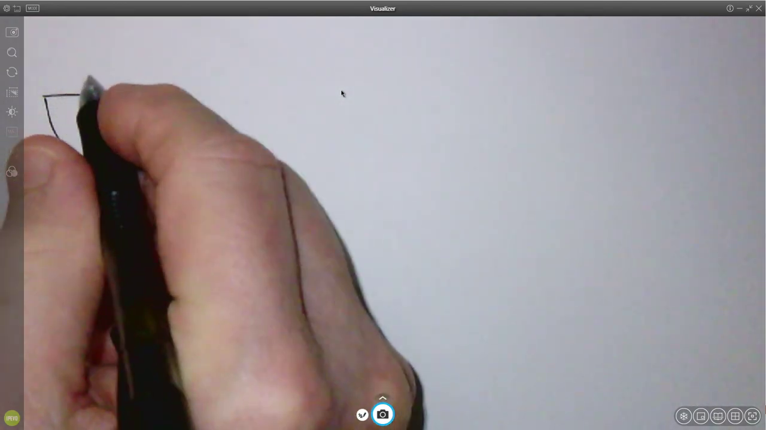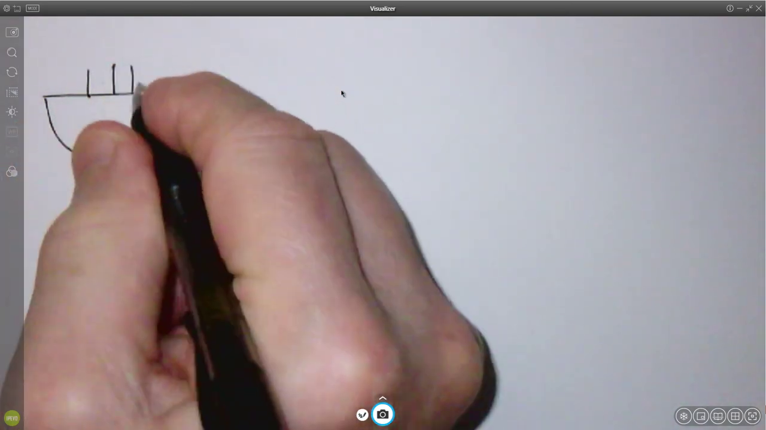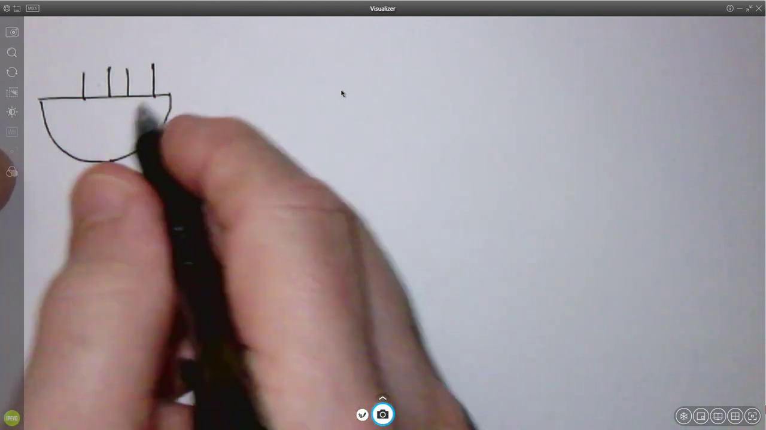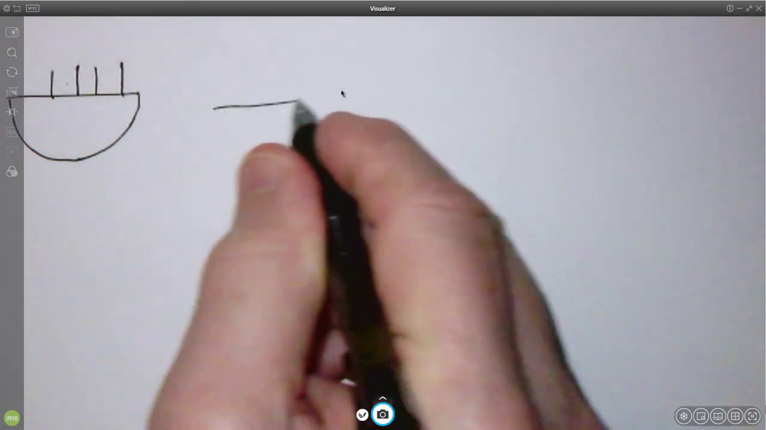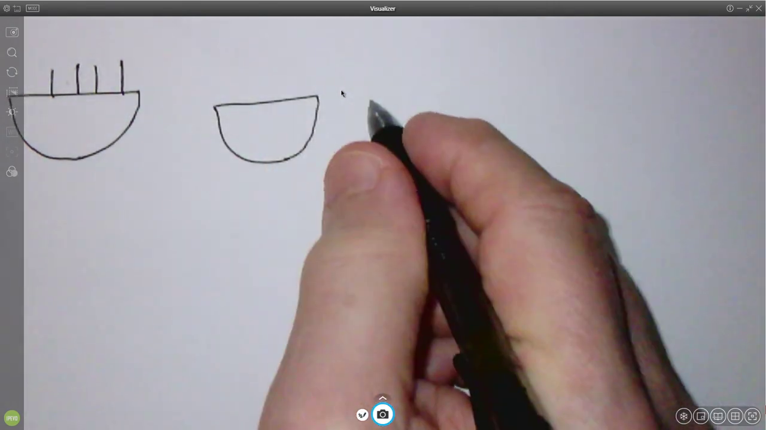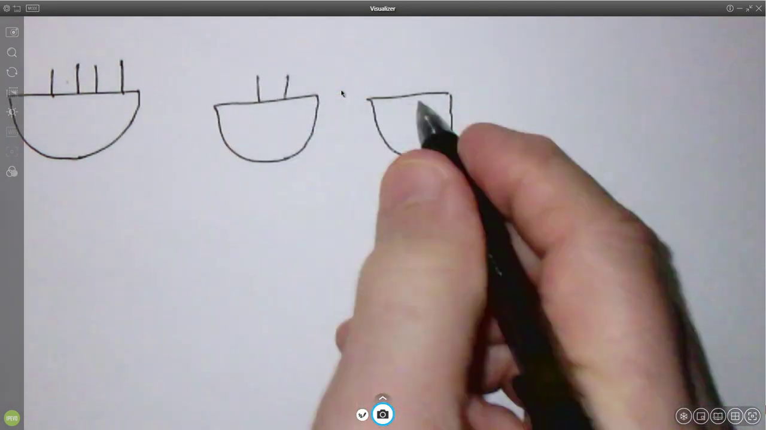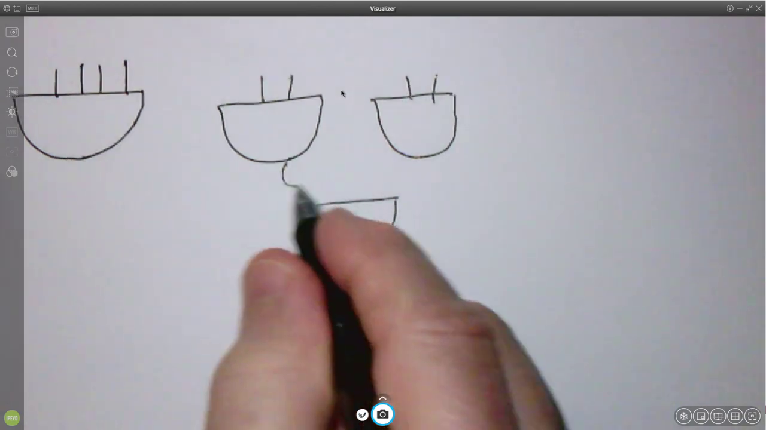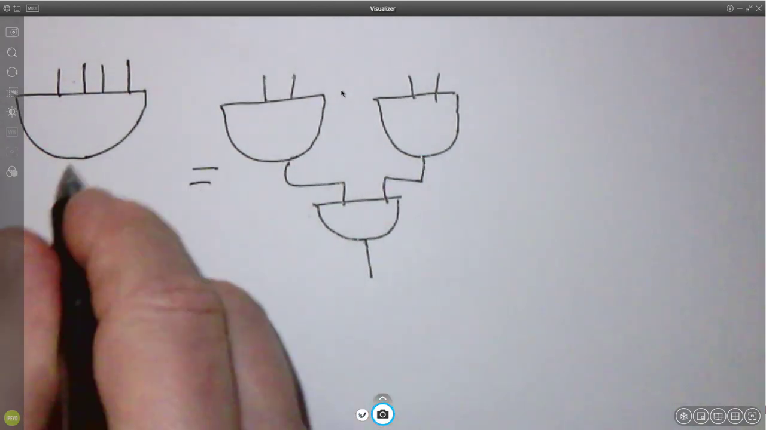let's say we have an AND gate here. Let's say we have a four input NAND gate, but this is what we need, but we don't have it. So how do we get that? Well, all we need to do is two input NAND gates, and then we can have a third one and bring that in, and these then are equivalent.